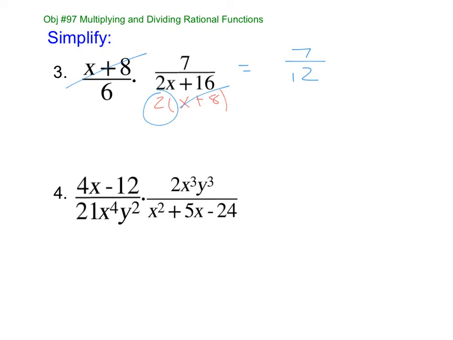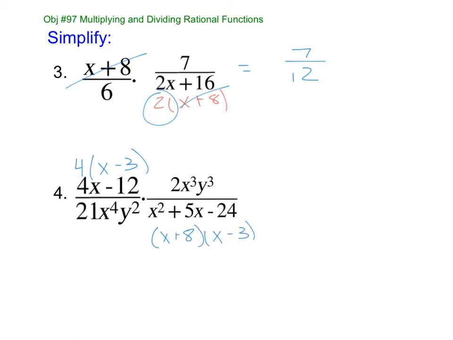All right, now these are probably the hardest, not because they're actually difficult to do, but because it's really easy to make silly mistakes and lose track of stuff. So I'm going to factor each of these, pull out that 4, and then the bottom right, I can factor that, x plus 8, x minus 3.